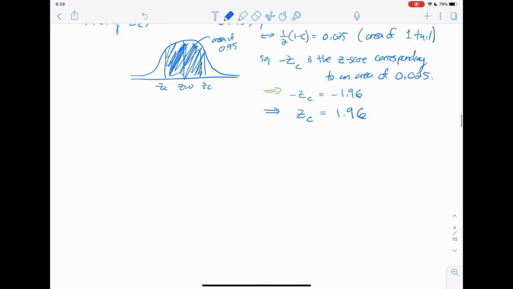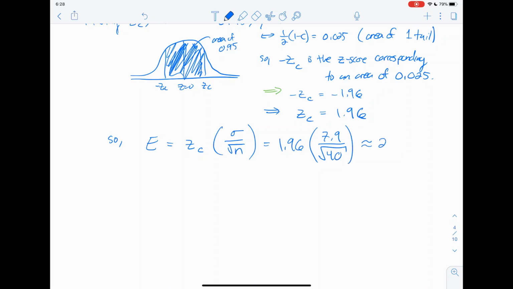And so at this point, if we want to find the margin of error, we see that E by the formula is equal to z sub c times sigma over the square root of n. And so now it's 1.96 times sigma, which was 7.9, over the square root of the sample size, which was 40. And this is going to be approximately, if we compute this, 2.4.